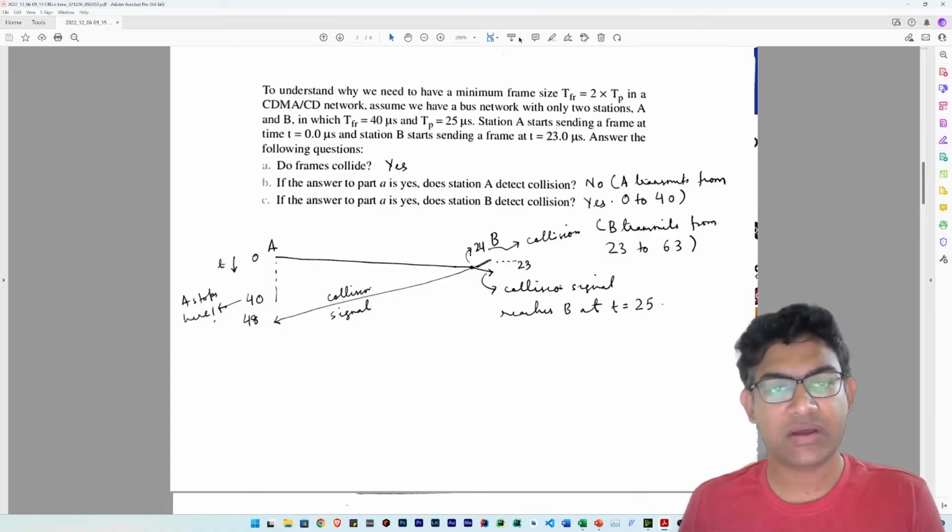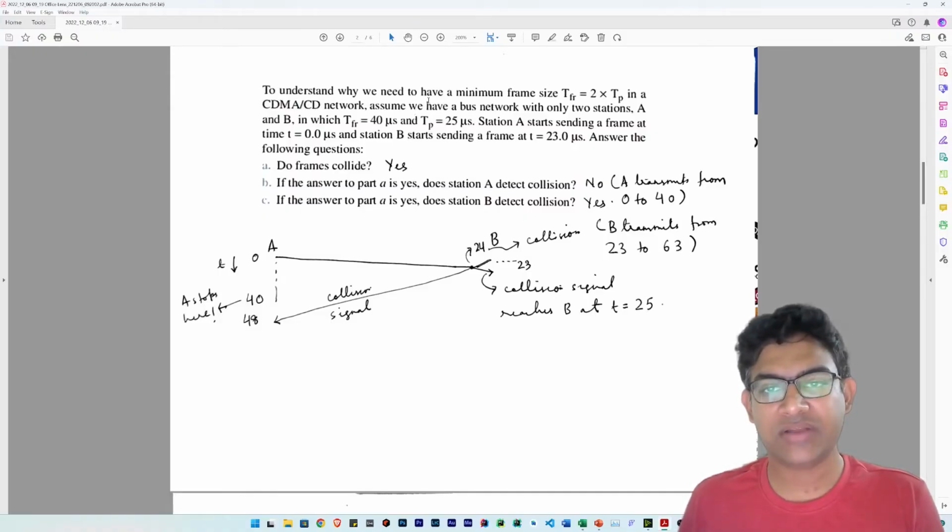CSMA CD network. I'm sorry, there is a spelling mistake, as usual in your book, Forouzan. They make a lot of silly errors like that. I just copied this question from that. So this is supposed to be CSMA CD, carrier sense multiple access collision detection, is what CSMA CD is for. So this D should be treated as an S.